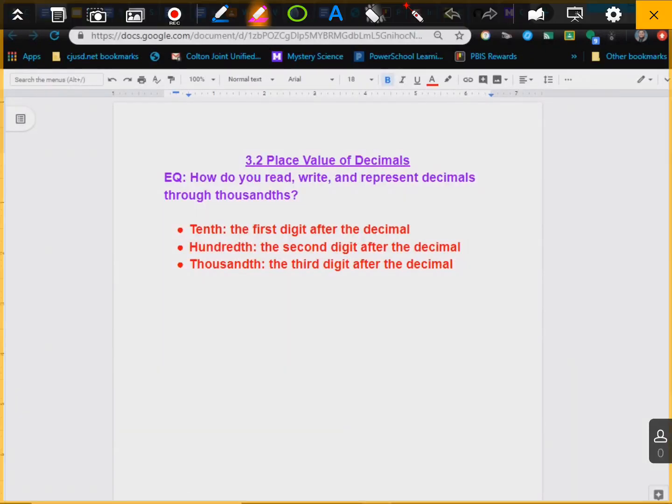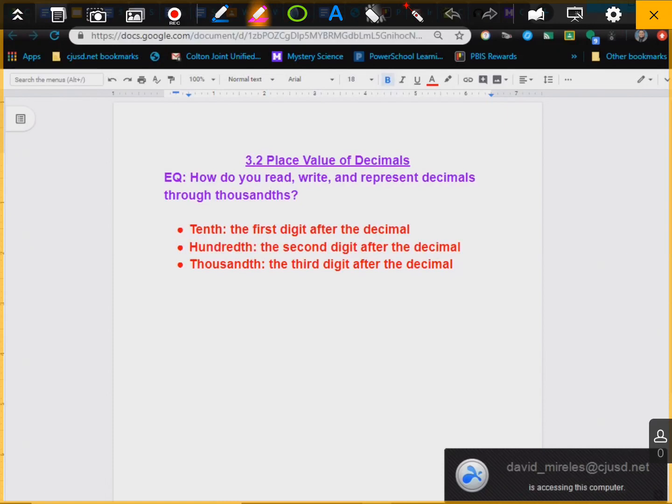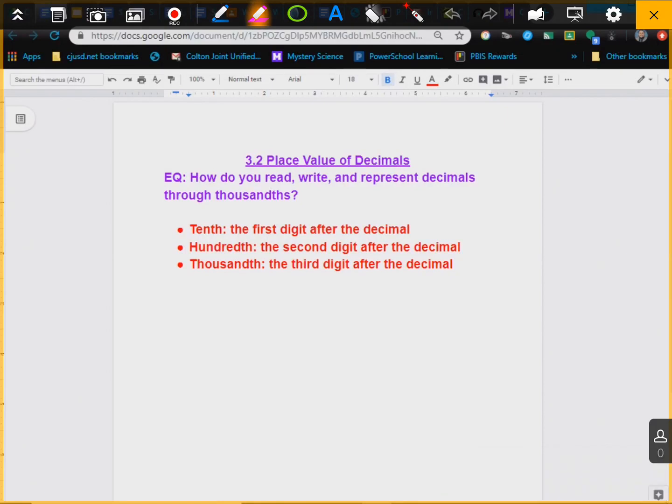This is going to be a continuation from 3.1. The essential question is, how do you read, write, and represent decimals through the thousandths? The language of the discipline is the same one from yesterday, so if you already wrote it down, that's fine. I just want to keep it up because I think it's important to look at.